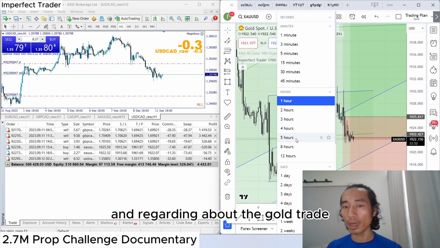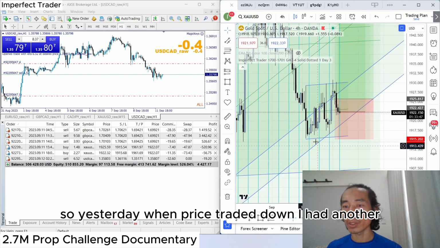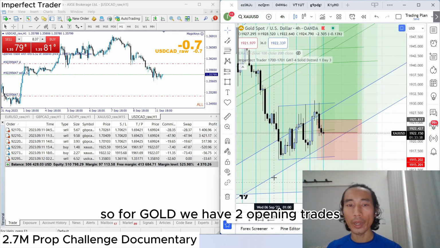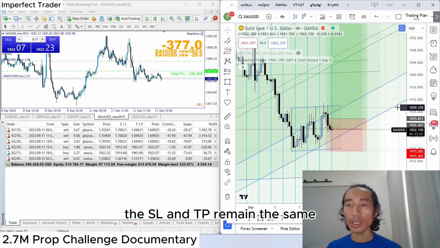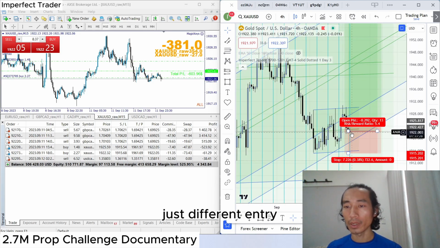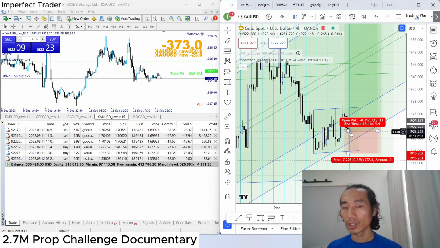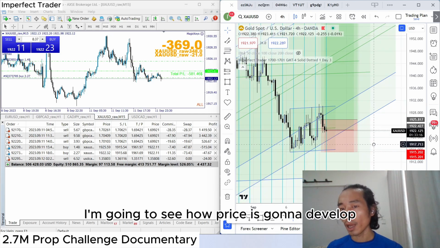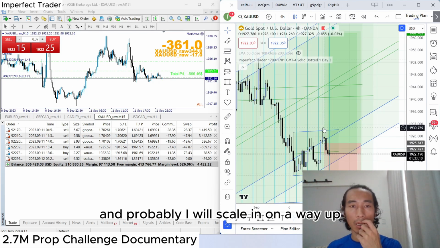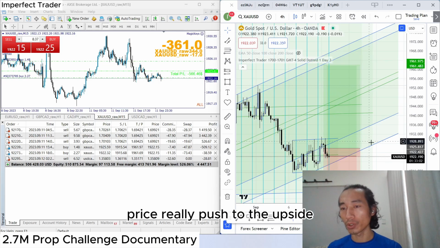And regarding the gold trade, yesterday when price traded down, I had another trade open here, so you can see. So for gold, we have two open trades. The stop loss and the target remain the same, just a different entry, and that's it. I'm not going to enter more trades in this pair. I'm going to see how price is going to develop, and probably I will scale in on the way up one last time before price really pushes to the upside.